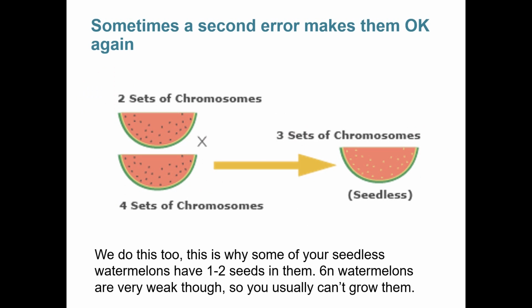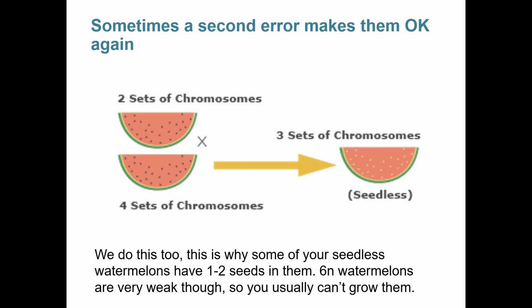So seedless watermelons are created by hybridizing a watermelon with 2 sets of chromosomes to a watermelon with 4 sets of chromosomes. This results in a watermelon that has 3 sets and is otherwise seedless. However, sometimes there can be an error in cell division that creates a seed that is perfectly fine and diploid again, making it 6N. This is why you can sometimes find seeds in your seedless watermelon.